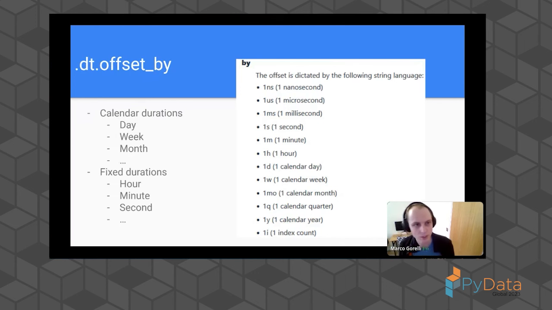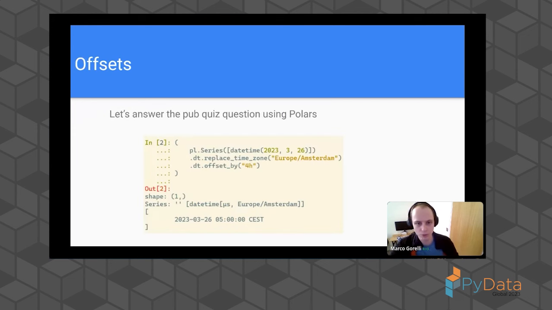You're going to want to use a method called .dt.offset_by. offset_by can take different kinds of durations. We've got calendar durations like day, week, month, and so on, and fixed durations like hour, minute, second. So here we'll want to use 4 hours. So we'll just write .dt.offset_by 4h. And you'll see that indeed we do get the correct answer, which several people gave earlier during the first pub quiz, which was 5 a.m. But now we got the same answer with Polars, so we're happy.